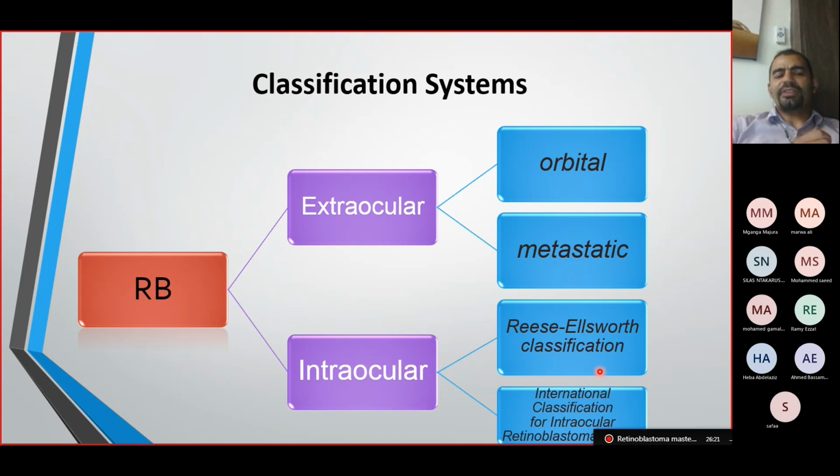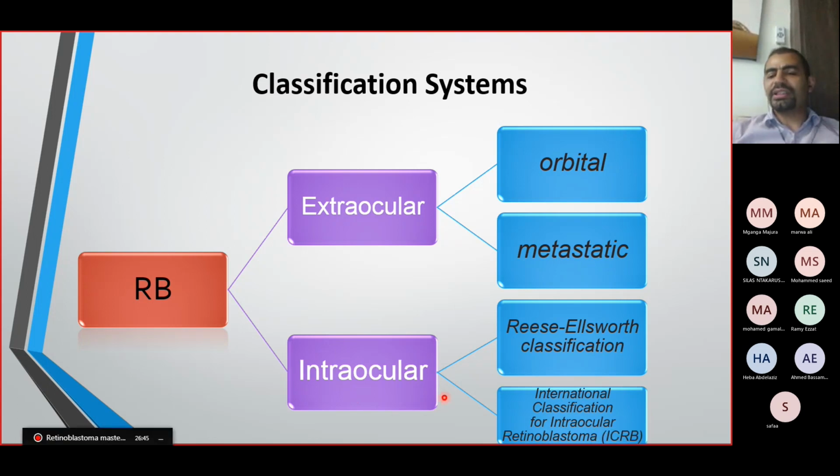So we have different classification systems of retinoblastoma. If it extended outside the eye, we will need to define whether this extension is orbital, so it's a local invasion, or it's a distant metastasis. But most of the tumors are discovered while they are still intraocular. And we have two classifications for that. The first one is the Reese-Ellsworth classification. In the past, we used to treat retinoblastoma with external beam irradiation. We no longer do this at the moment. We now use chemotherapy as the primary form of treating this condition.